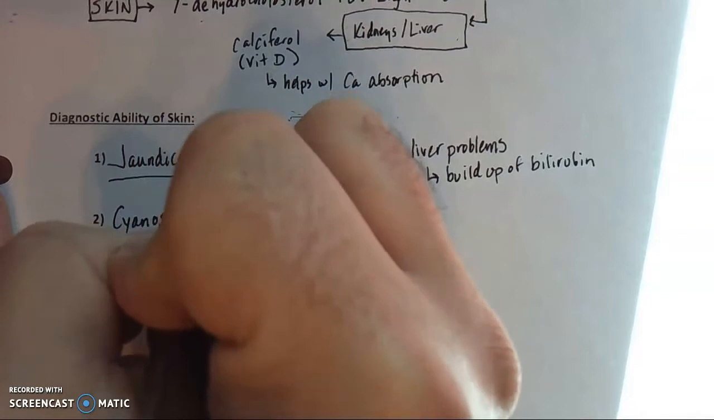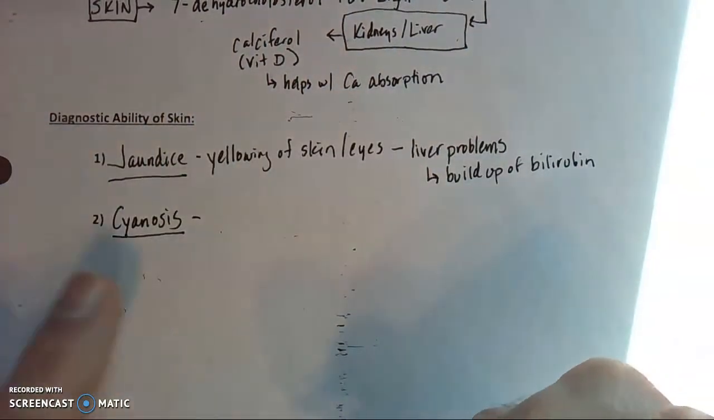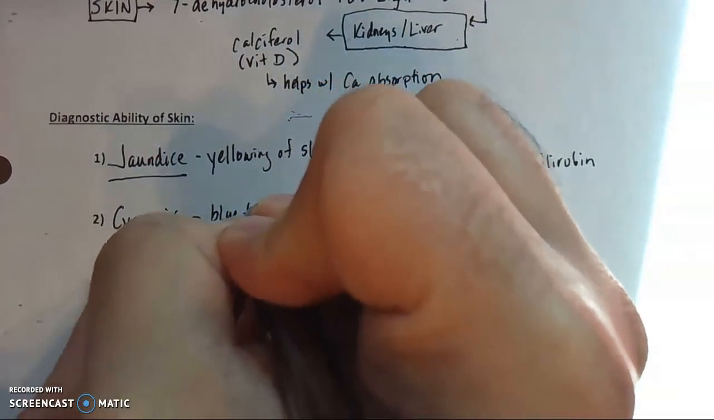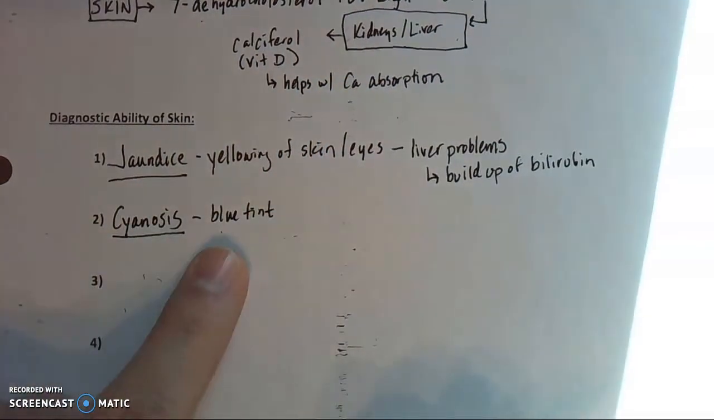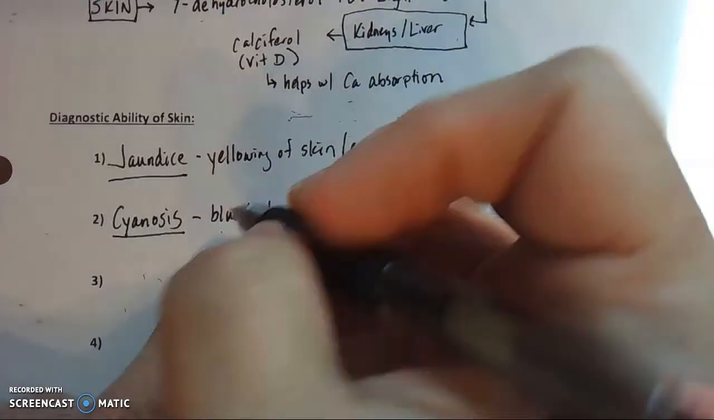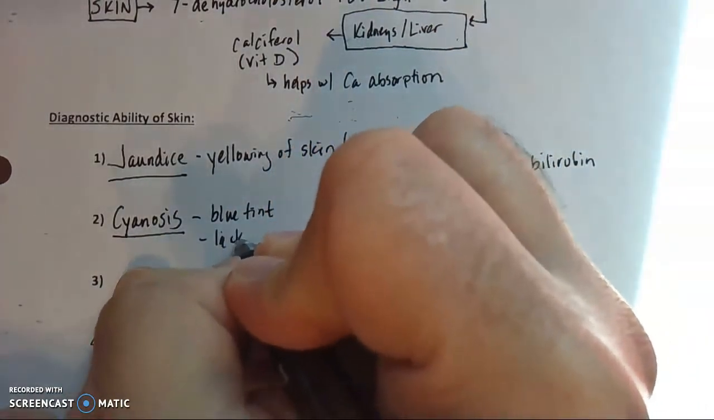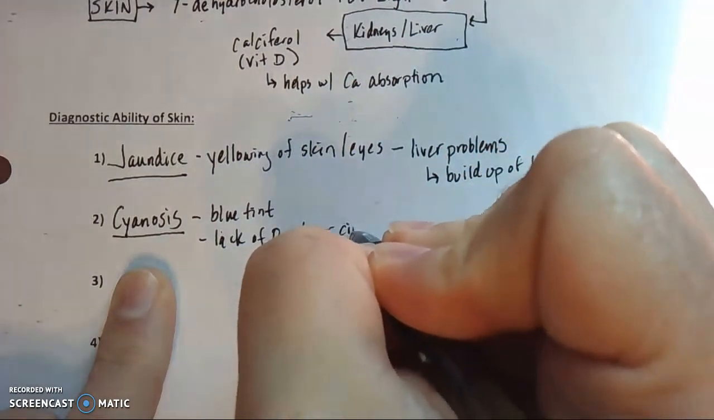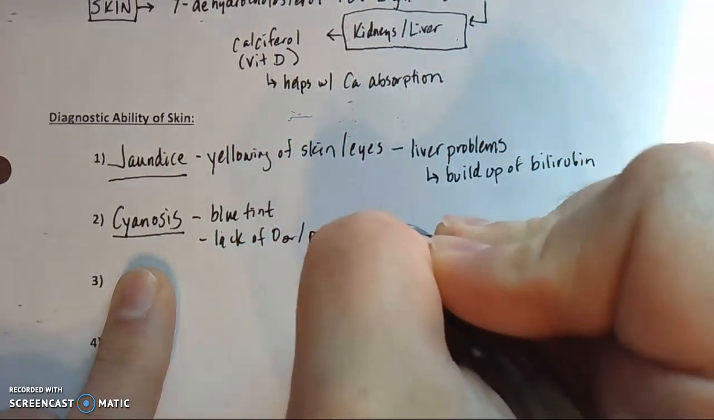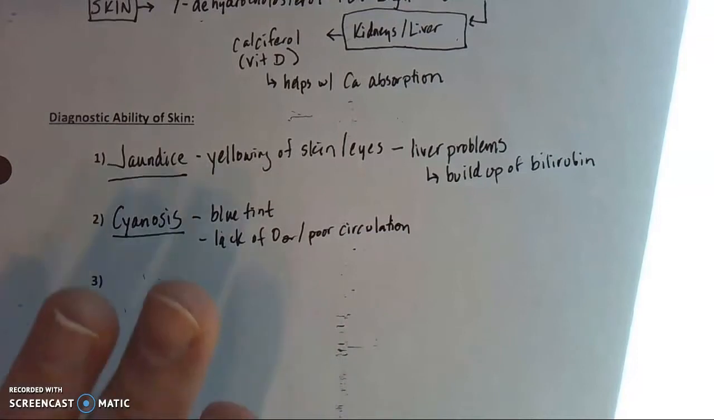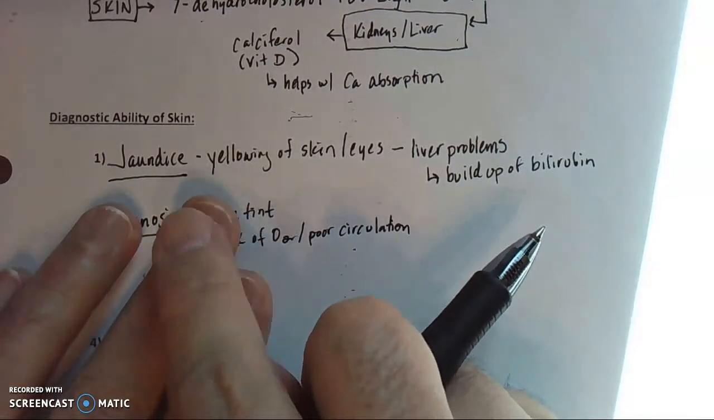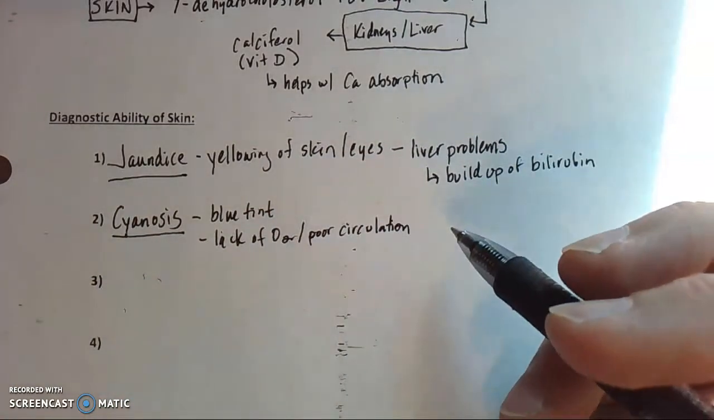Another color that your skin can turn is blue, and that's called cyanosis of your skin. So it has a blue tint, and it's usually prominent on the lips especially. And this is indicative of a lack of oxygen or poor circulation. So sometimes people will have purplish blue fingernails. So instead of being a nice red color, it will have a purple tinge to it.